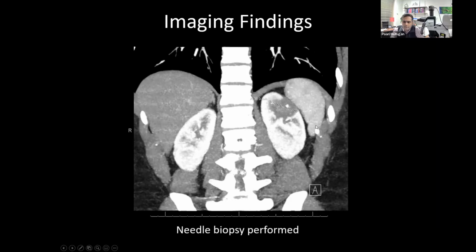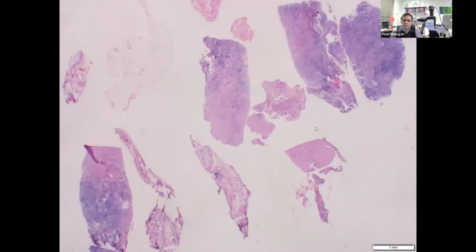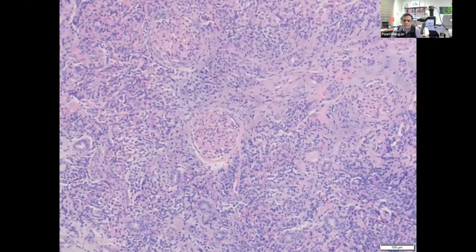So a needle biopsy was performed to make the diagnosis here. And again, as we saw in the previous case, we have multiple fragments of tissue with a heterogeneous morphology, because we have some areas that are highly cellular here and other areas where it looks like mostly stroma, mostly collagenous with maybe some myxoid features. So let's take a closer look.